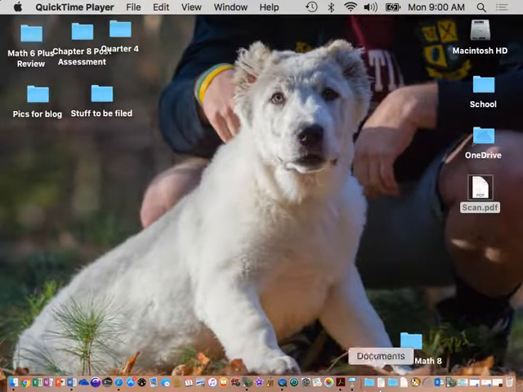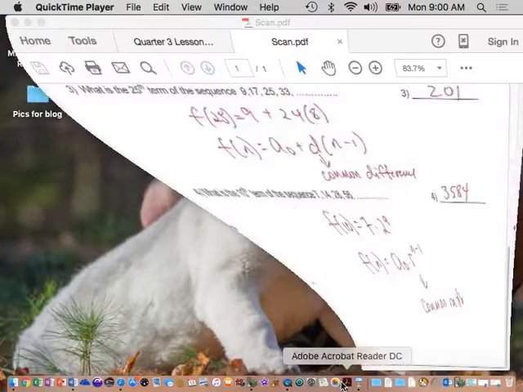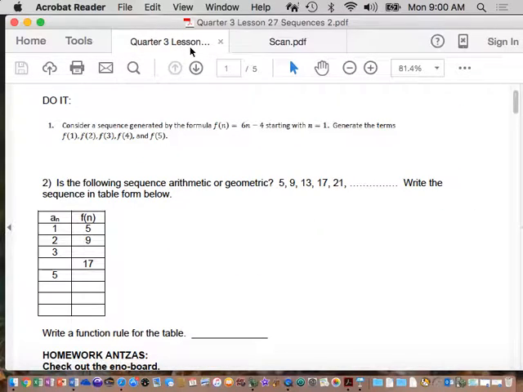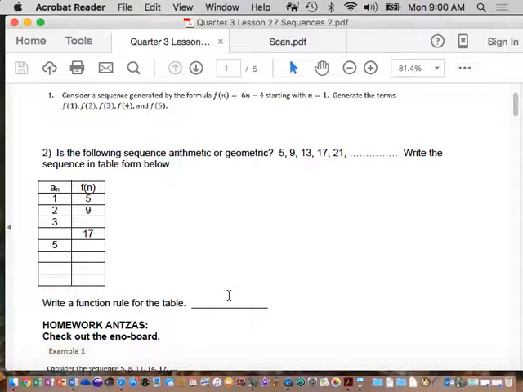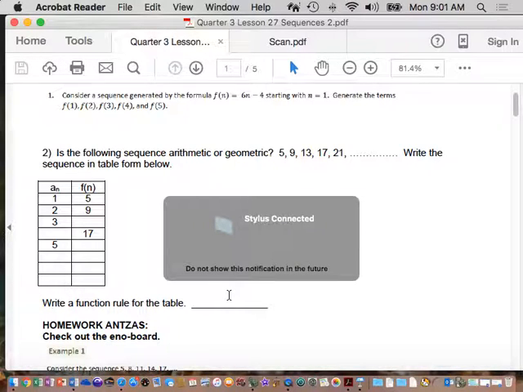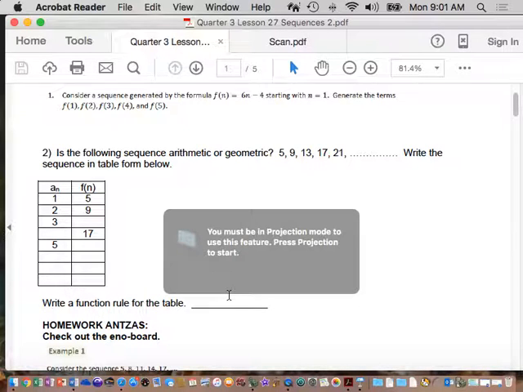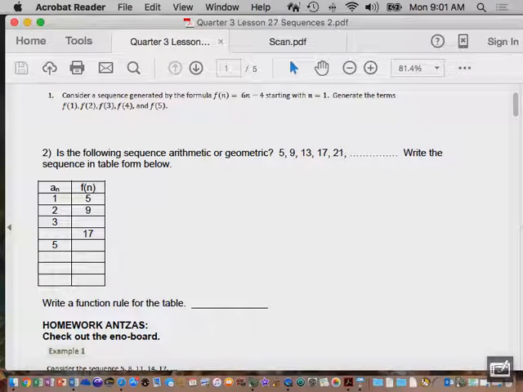All right. Now, let's get to today's lesson. Just some more sequence stuff very quickly. Consider a sequence generated by this formula, where n is equal to 1. So they give you the formula, okay? Generate the terms, the first term, second term.